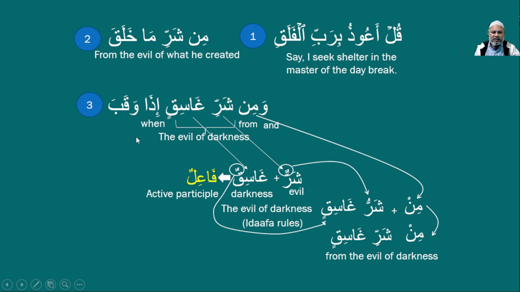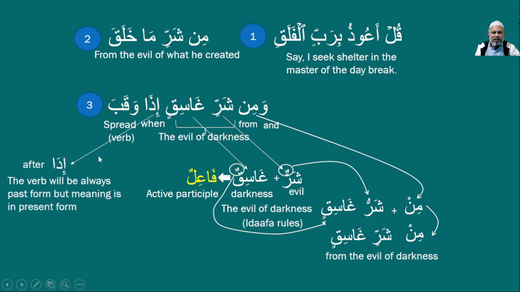Now this part, iza waqaba. Iza means when, and waqaba is the verb. It is a past tense verb, meaning spread, or he spread. This is third person.